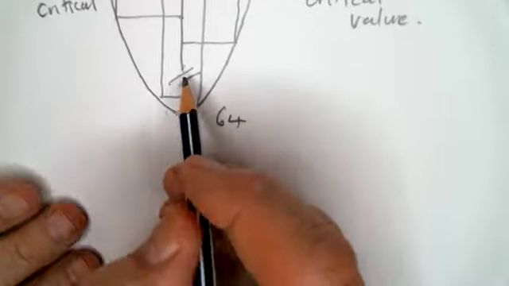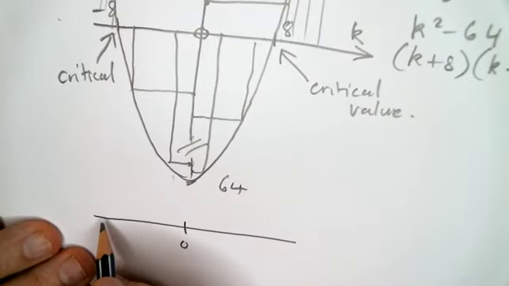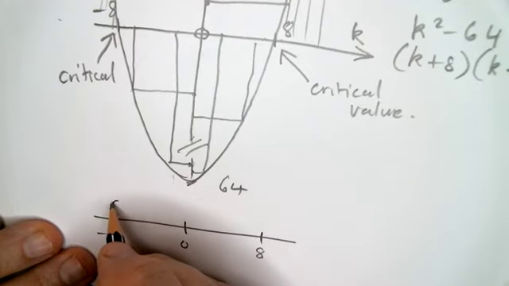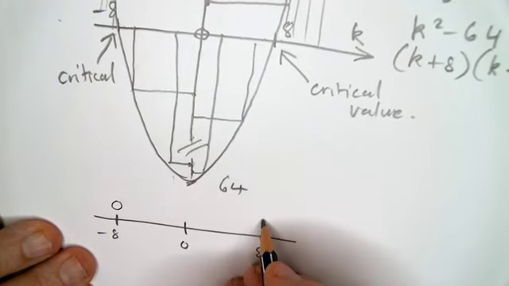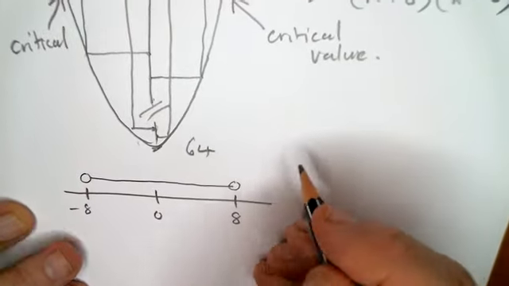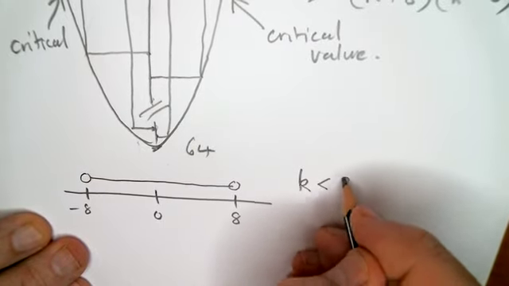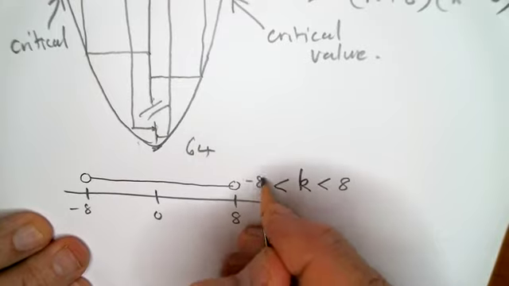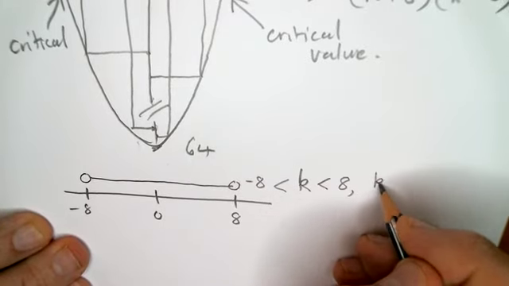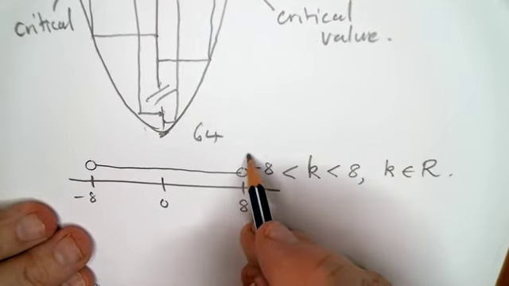If I was drawing this on a number line, I would draw it like this. I would say I've got a 0 in the middle, and I've got a negative 8 here, and a positive 8 over here. And it's going to go not touching here, not touching here, but everything in between. So I would be able to write this as k is going to be less than 8, but greater than negative 8. And I would also be able to say that k was an element of real numbers. And that there is my answer.